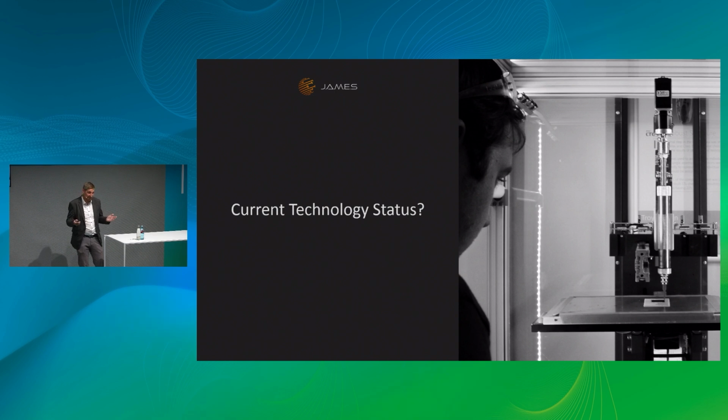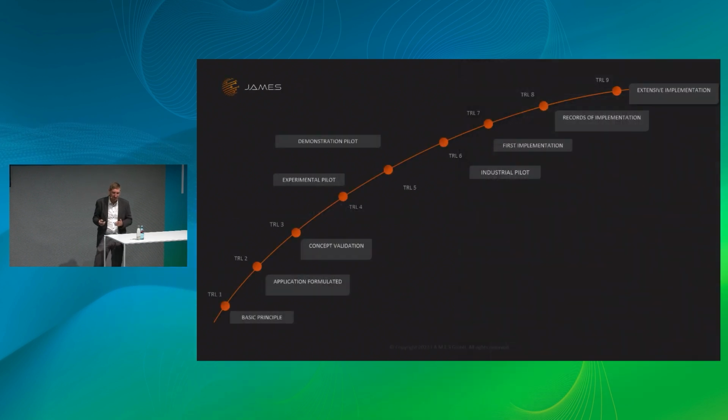What is the current technology status? To be honest to you, we are not on a level of mass production, I would say. We are talking about a TRL of 5, 6, something around that. So we can do prototyping, we can do mid and low volume series with this technology right now.